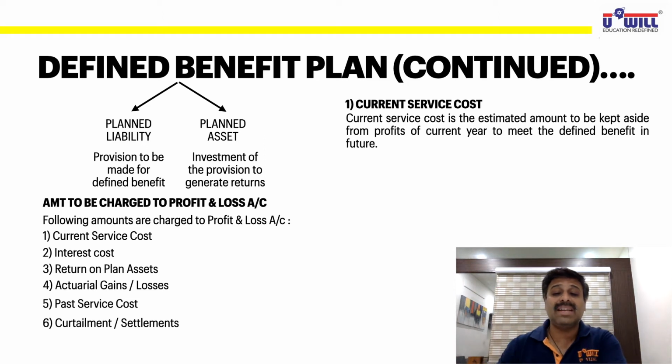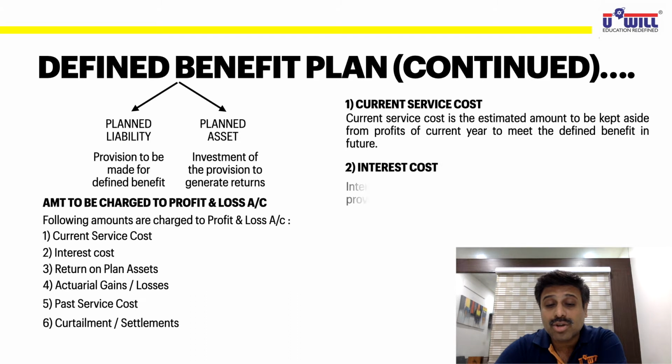Whatever amount you keep aside every year will be current service cost. This year's amount will be this year's service cost, next year's amount will be next year's service cost, and so on. So what is current service cost? It is the estimated amount to be kept aside from the profits of current year to meet the defined benefit in future. And what is interest cost?